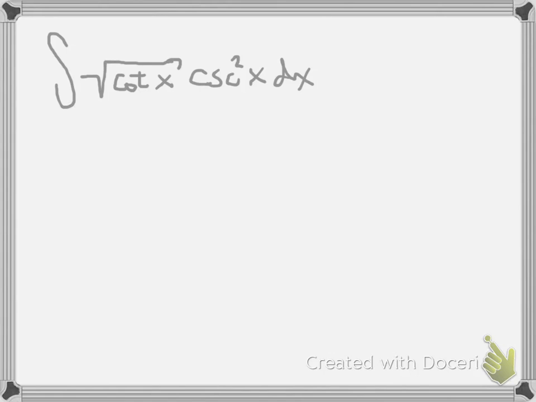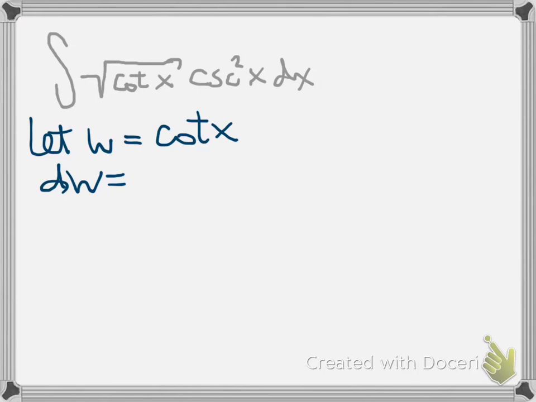Here's another example. Again, please pause the video, try to work this one out, and then come back and see how well you did. I'm going to let you, well, I accidentally wrote a w, so I'll let w equal cotangent of x. So that means dw, for all you Arthur fans out there, is negative cosecant squared x dx.